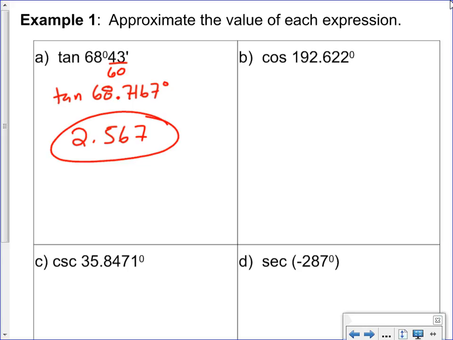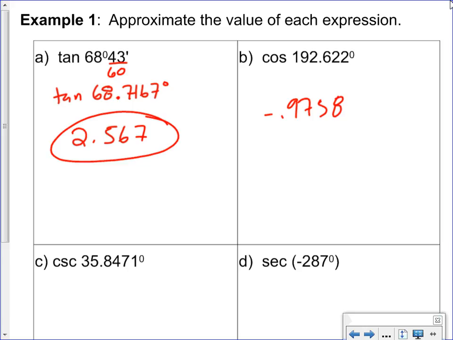Cosine of 192.622. So, that's already done. True? On your calculator, it's already in decimals. So 192.622. It's cosine. It's negative. Why is cosine negative at 192.622? That's how you know you're right. You're in quadrant 3. Cosine's negative. It should be a negative answer. Yes. Negative 0.9758, right? Negative 0.9758.